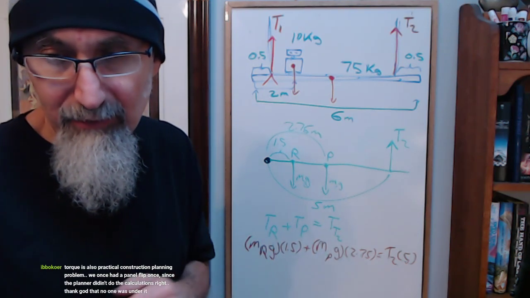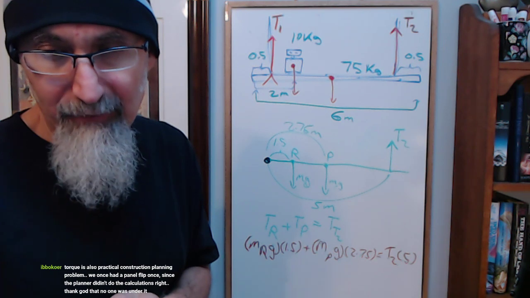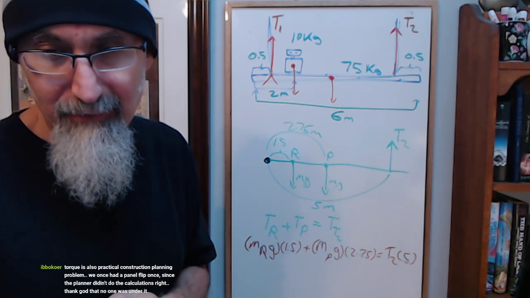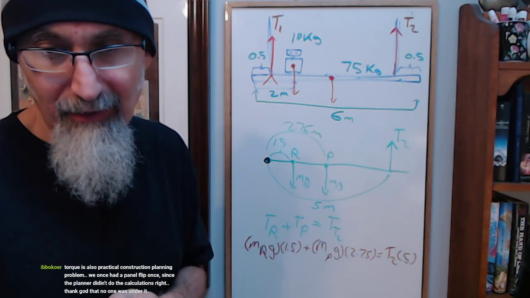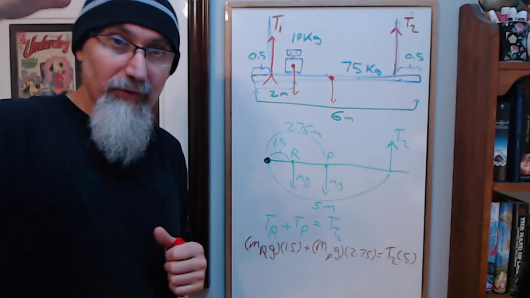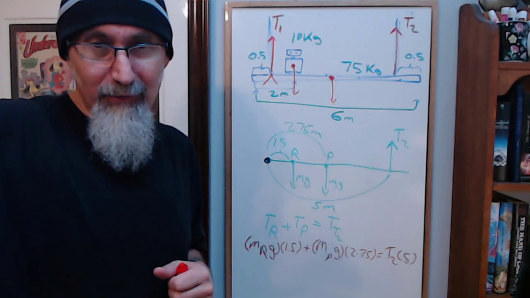Torque is also a practical construction planning problem. We once had a panel flip since the planner didn't do the calculations right. Thank God no one was under. Wow, so a panel on a roof, on a skylight or something, broke.